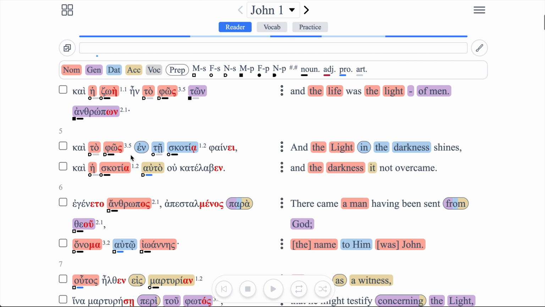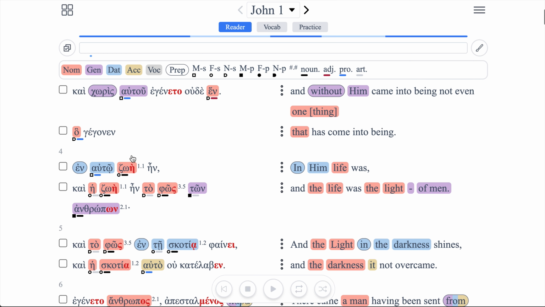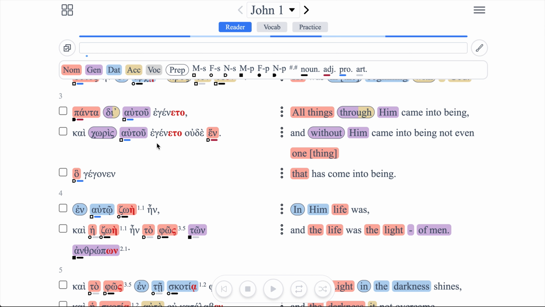If we go up to the second phrase of verse 3, we see something similar. "kai choris autou egeneto oude hen." And without him came into being not even one. Hen, meaning one, is telling us how many could not come into being without the word. So it's an adjective because it answers the question, how many? The noun it's describing is not explicitly stated. In fact, when translated into English, to make it a little clearer, you can see that the translators add the noun back in to make sure the reader knows what the word one is describing.